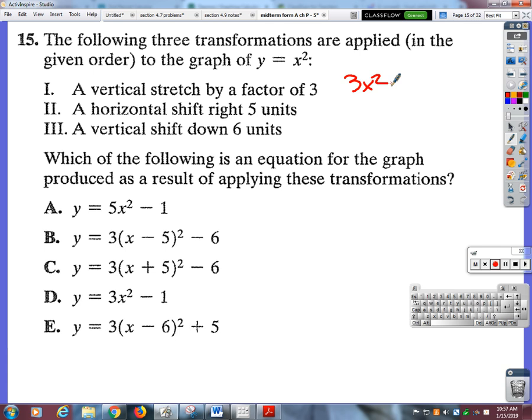So when we're moving things to the right or to the left, we have to do it inside parentheses, and it's the opposite. So if I want to move it to the right 5, instead of going plus 5, I'm going to go minus 5. And then finally it says a vertical shift down 6 units. So I'm going to take this whole thing and subtract 6. So that matches with answer choice B.